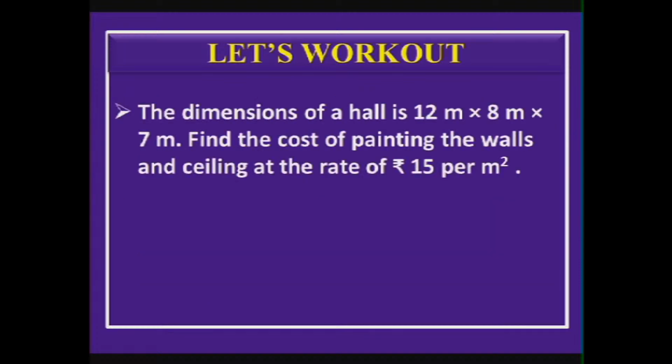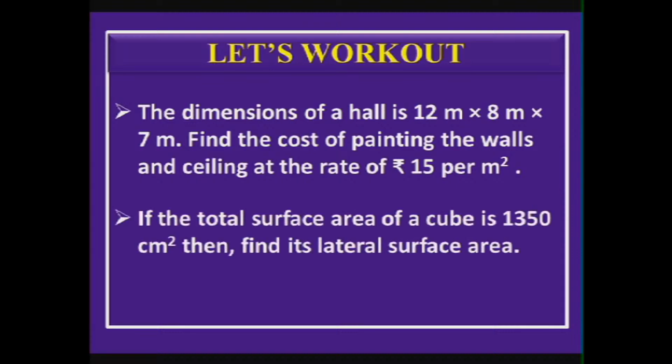Third question is, the dimensions of a hall are 12 meter by 8 meter by 7 meters. Find the cost of painting the walls and ceiling at the rate of 15 rupees per meter square. And the final question is, if the total surface area of a cube is 1350 centimeter square, then find its lateral surface area.